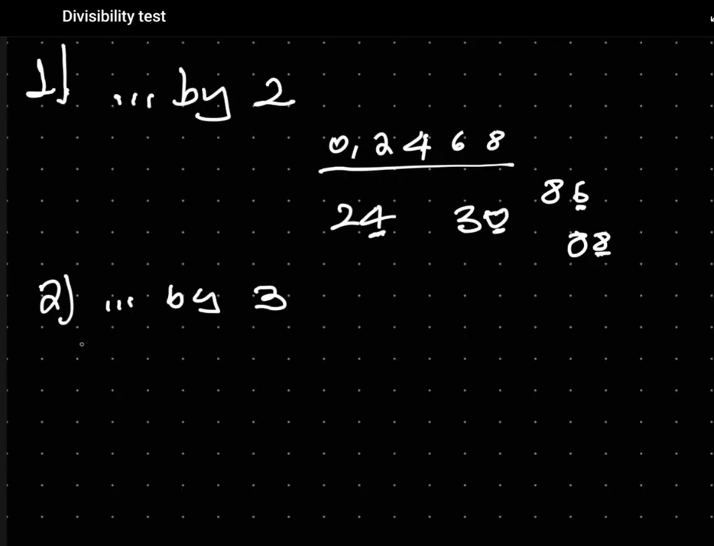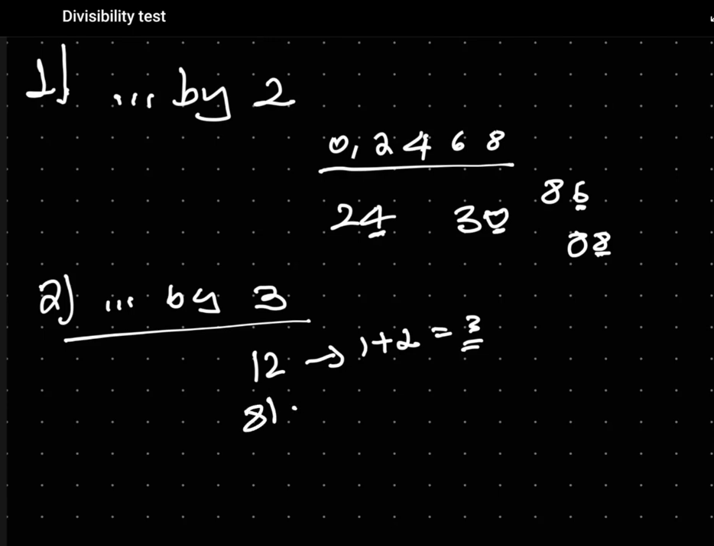The next is divisibility test by 3. A number is divisible by 3 if the sum of the digits of the number is divisible by 3. For example, you can take 12. 12 is divisible by 3 because 1 plus 2 is equal to 3, which is divisible by 3.